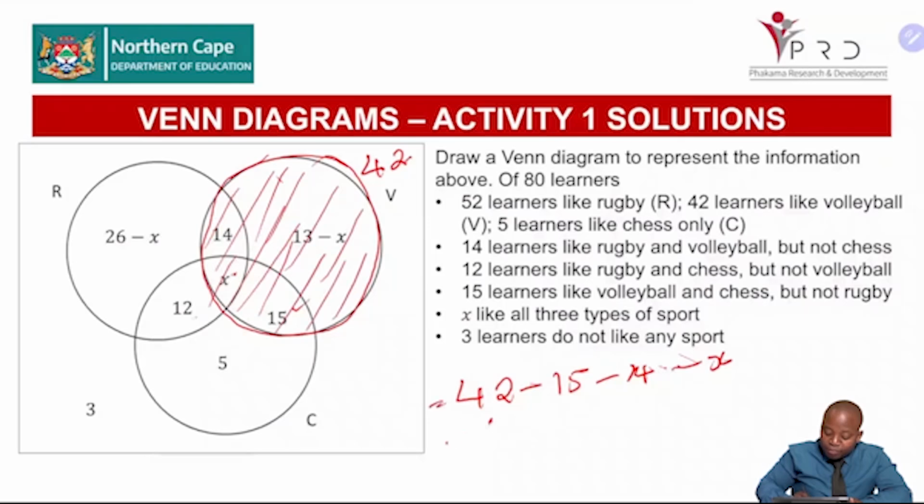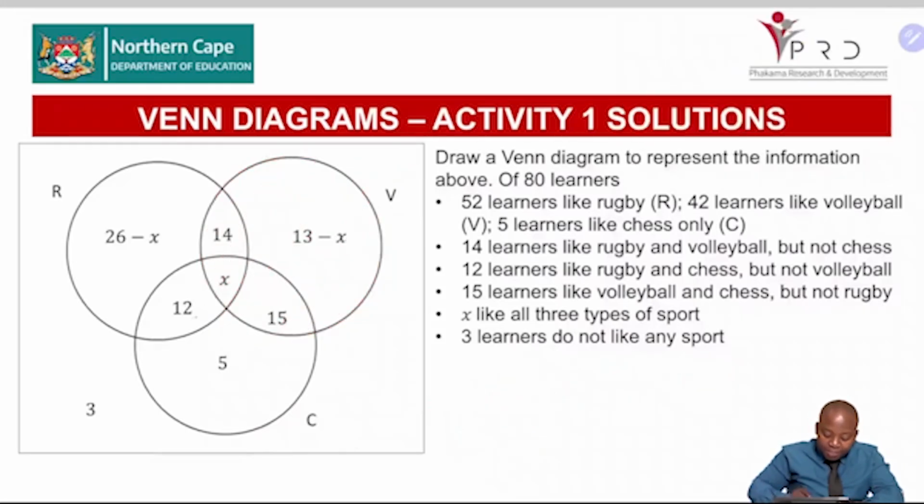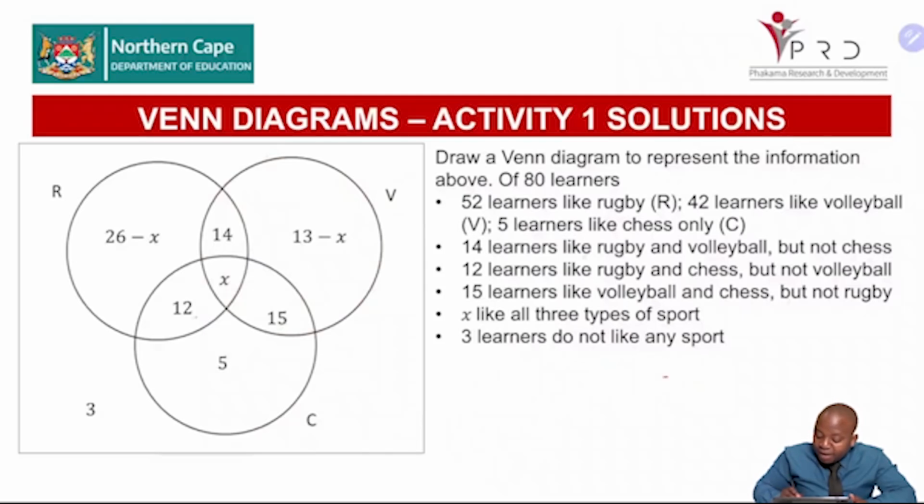Then for volleyball, we're going to get 13 minus X. So that's what we get for volleyball only, 13 minus X, right? Let's now proceed. We're going to say 5 learners like chess only. Oh, already they told us they like chess only. We should have started with this one. So this one is only chess.